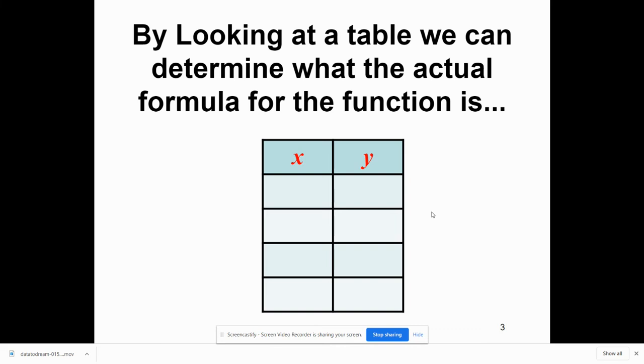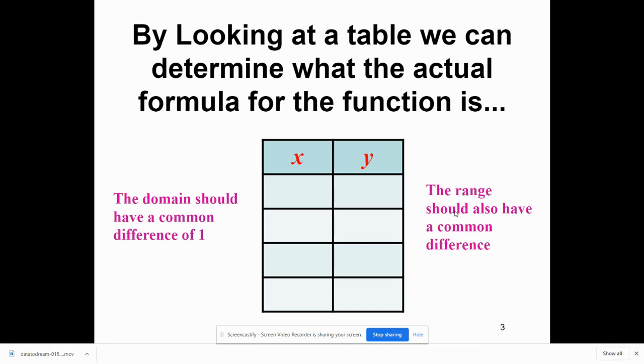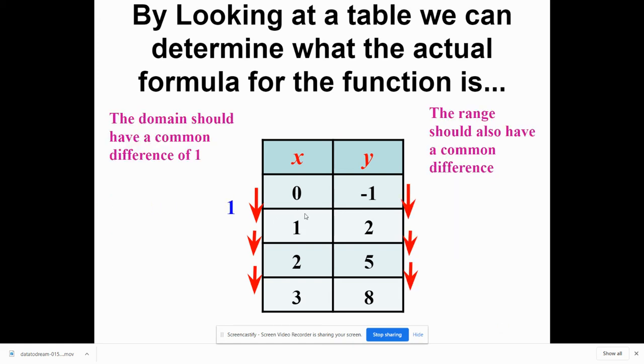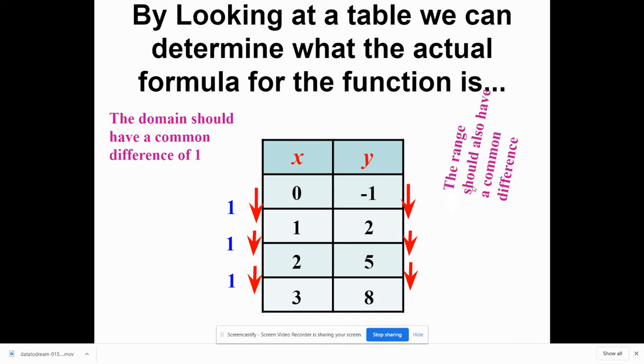Okay, so what we're going to be able to do is look at a table and determine what the formula is for it, especially if it's a linear function. So the domain should normally have a common difference of 1. However, it could have a different number like 2, 3, or 4, or whatever. And the range should also have a common difference. Okay, so if you look at the following table, does the domain have a common difference? If you look, you will see that it does. All right, what about the range? Does the range have a common difference?